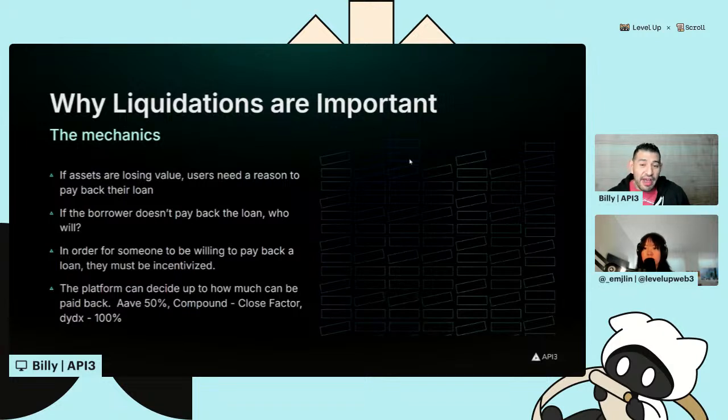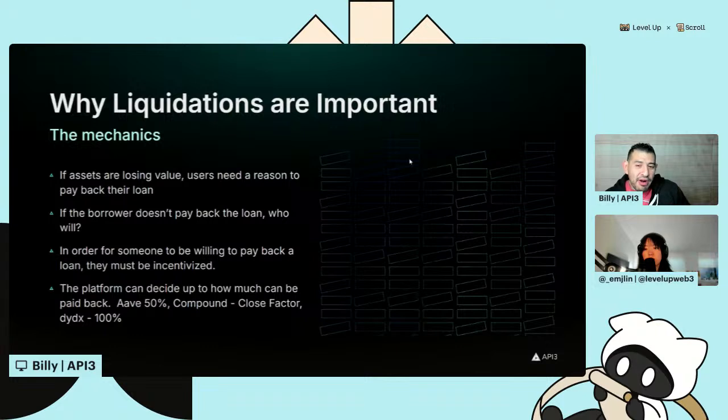If assets are losing value, what reason would I have to pay back my loan, right? If I put in one ETH worth $1,000 and borrowed $700, and then it dropped down to $500, I still have $700 in my wallet. Maybe ETH comes back up to 1,000 and I pay back. I ran no risk, because I just cashed out. And if I didn't want to pay back my loan, I was on the up, right?